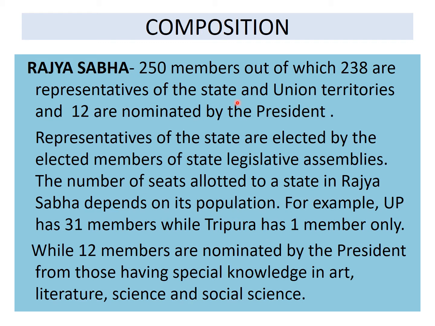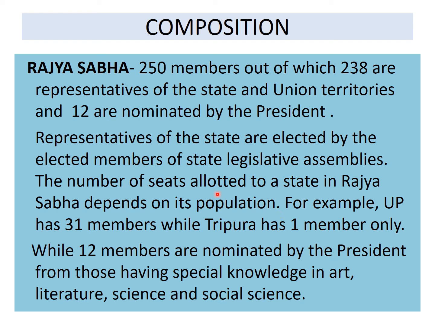Now, who are these representatives of states and union territories? What is the process of their election? The representatives of the states are elected by the elected members of state legislative assemblies. We know that there are 29 states in India and all the states have their own legislative assembly. So the elected members of those legislative assemblies elect the members of the Rajya Sabha. And how does that happen?